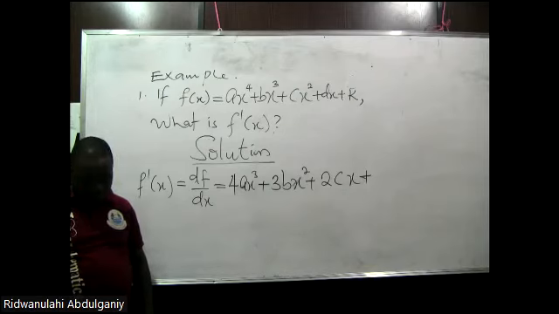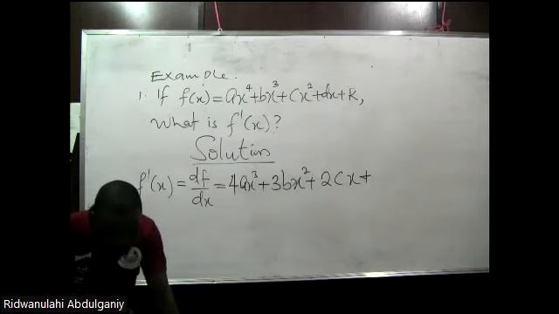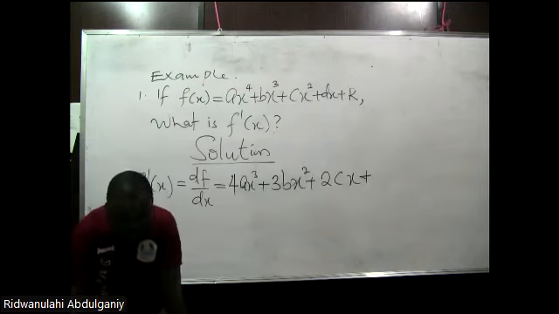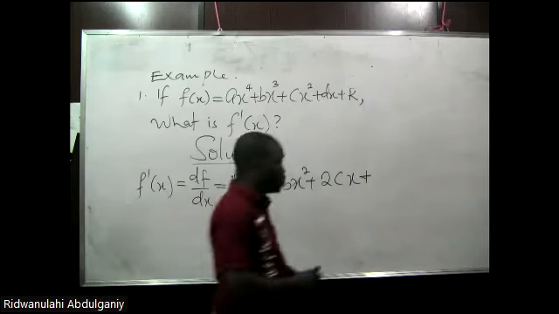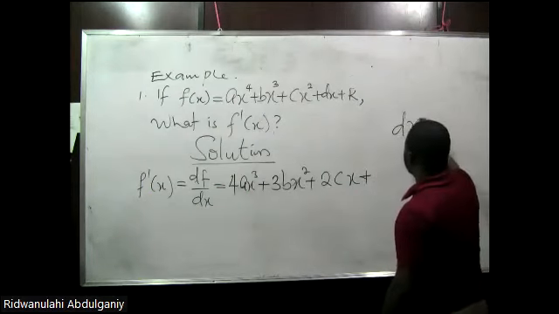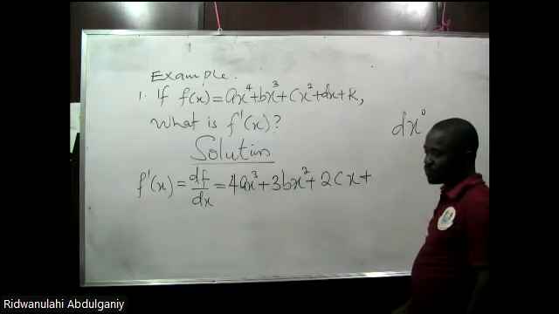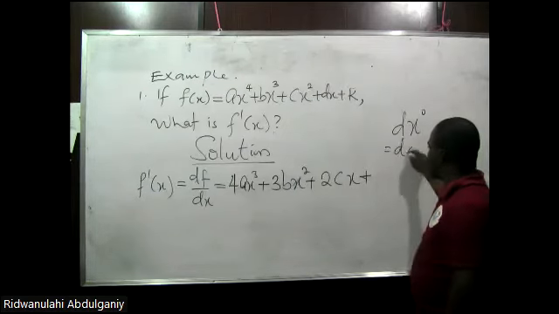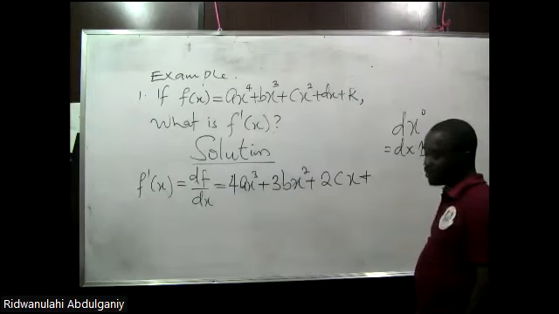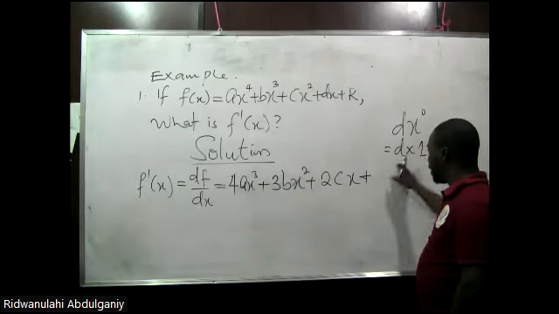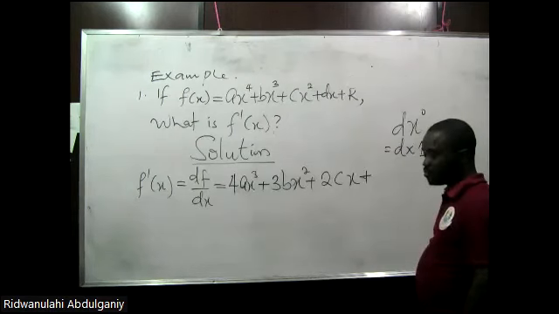What is x raised to power 0? That's 1. So what's now your final answer? You say that you have dx raised to power 0, isn't it? What is x raised to power 0? That's 1. So d times 1, that's d.